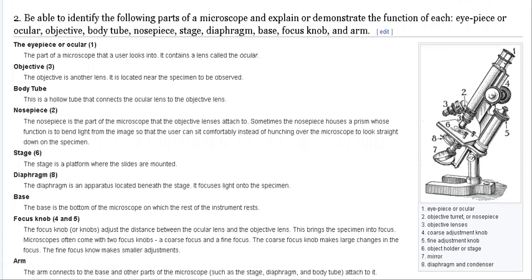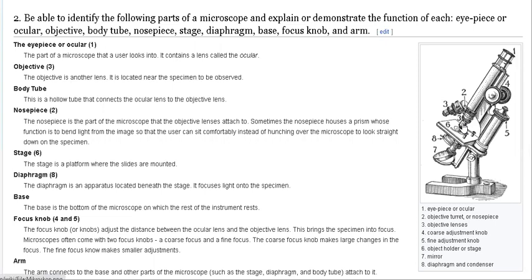Be able to identify the different parts of a microscope and explain or demonstrate the function of each. So here's the microscope that they were talking about. The eyepiece or ocular is the part of the microscope that the user looks into; it contains a lens called the ocular. So here, the ocular or the eyepiece. Number 3, the objective, is another lens located near the specimen to be observed. Here. Number 2, the nose piece, is the part of the microscope that the objective lens is attached to.